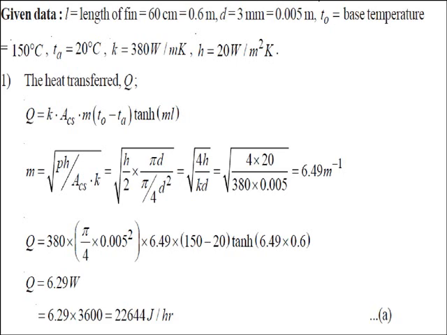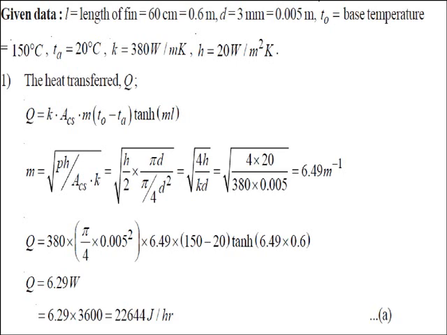We know that the first part, the heat transferred Q, is equal to A cross section into thermal conductivity into fin constant into (base temperature minus surrounding temperature) into tanh(M times L), where m is the fin constant, the square root of hP divided by Ak, where P is the perimeter, that is pi d, and the cross section area is pi by 4 d square. From that we get the fin constant m equals 6.49 meter inverse, and when we put all the values we get Q equals 6.29 watt.